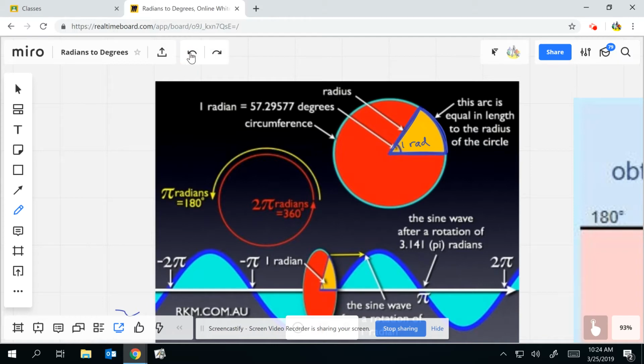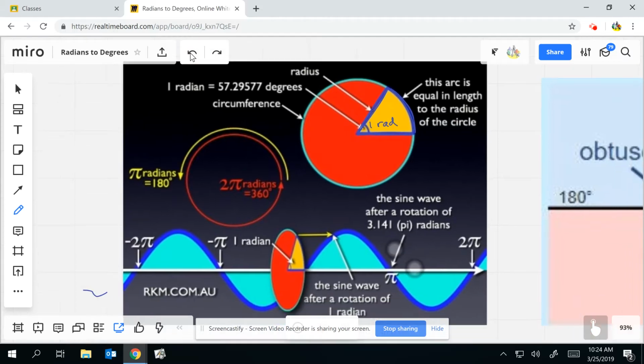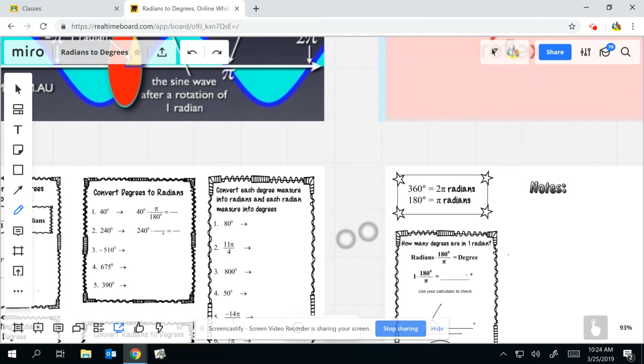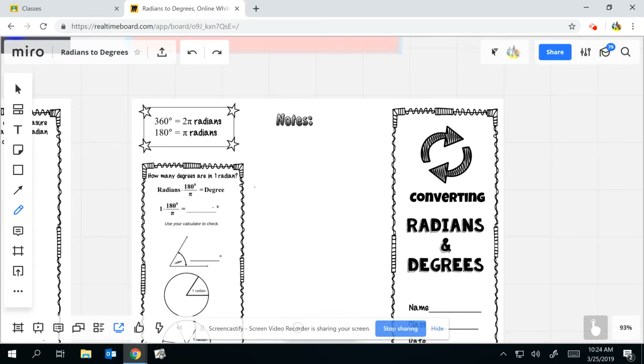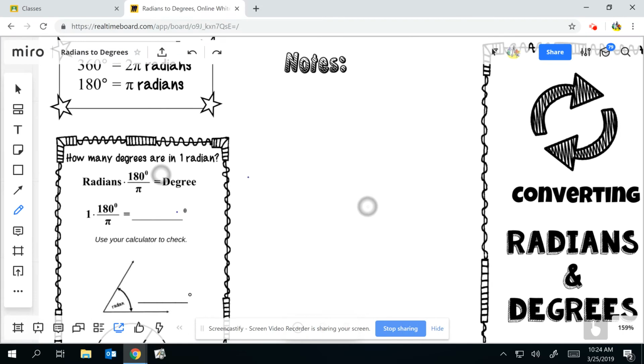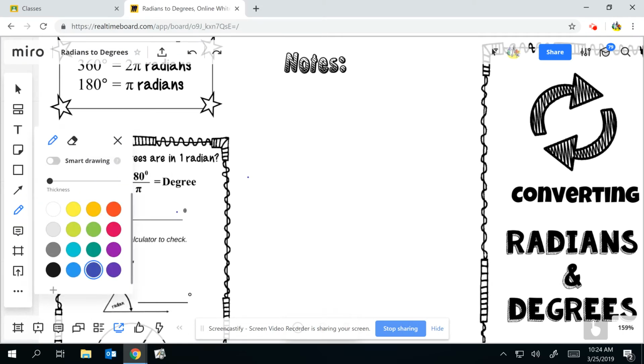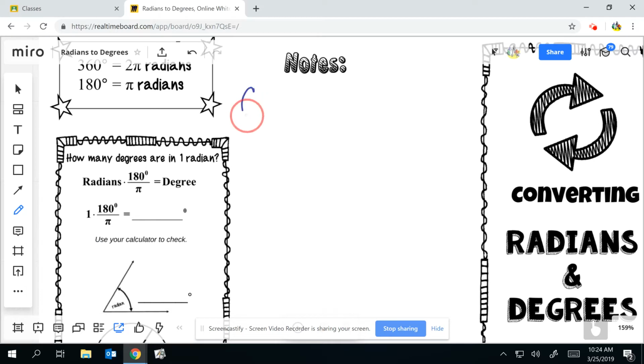Okay, so let's go to the back side of your trifold right now to start with, where it says notes. I want to look at that first today. I want to show you a formula that you've already used a lot. Does that formula look familiar?